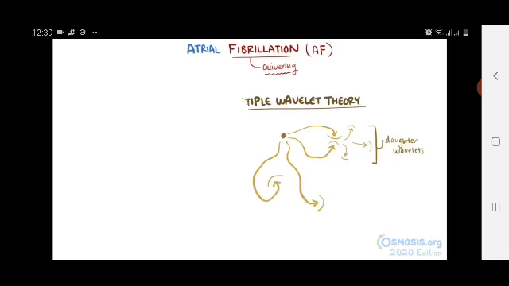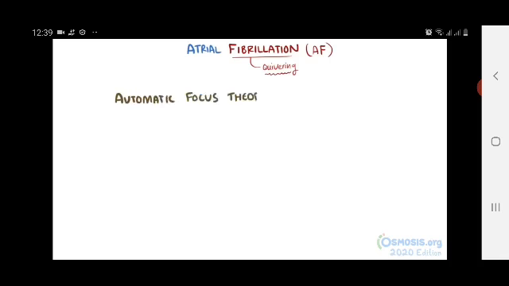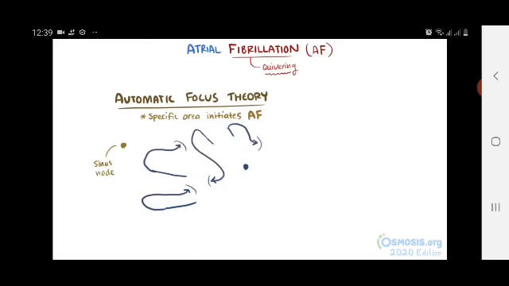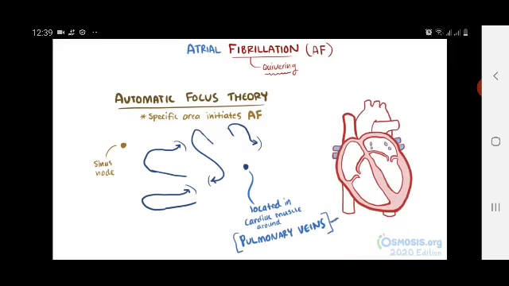Along with this multiple wavelet theory, there's also an automatic focus theory, where there's a specific origin that's thought to initiate AF by rapid firing of electrical impulses that overtake the sinus node. And combined with the risk factors and tissue heterogeneity, this can promote AF, and it's thought that the focus of cells are conducting cells in the cardiac muscle around the pulmonary veins. Yeah, pulmonary veins. Remember that these veins physically enter the left atrium. And where the pulmonary veins enter, there's this tissue that has really unique electrical properties.